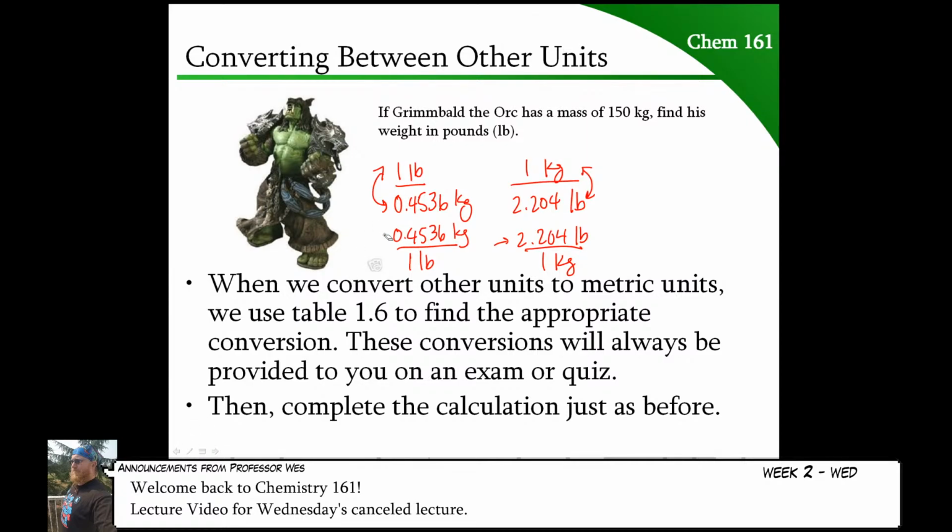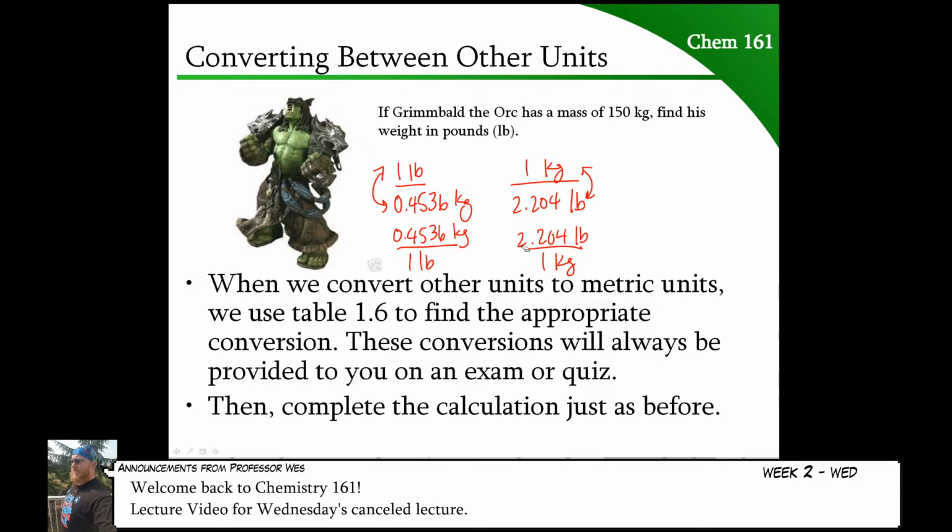You'll also notice that for each of these comparisons, one of the numbers has a 1 and the other has some other number. The 1 is different for each case. And so these are actually just inverses of each other. If I were to divide 1 divided by 0.4536, I would actually get this number, 2.204.